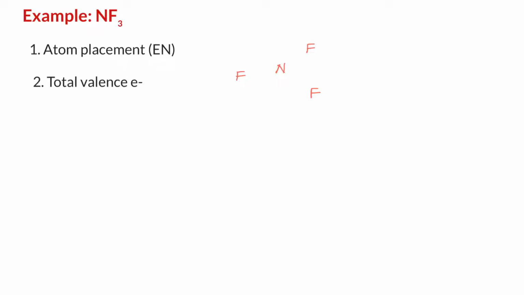The second guideline is to count the total number of valence electrons in the molecule. Nitrogen belongs to group 5A. Therefore, it has 5 valence electrons. Fluorine belongs to group 7A. Therefore, it has 7 valence electrons. However, we have 3 fluorines, so I'm going to multiply these 7 valence electrons by 3. So in total, we have 21 plus 5, that is 26 valence electrons.